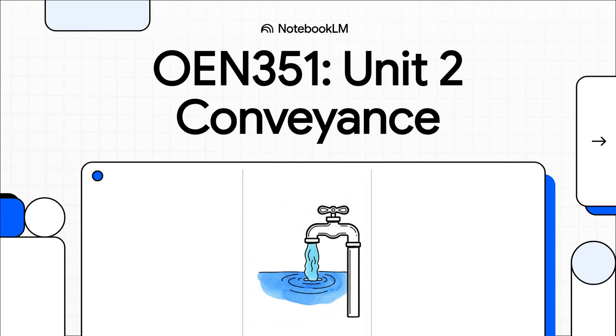All right, if you're gearing up for your OEN 351 exam, you have come to the right place. We are about to tackle everything you need to know for Unit 2, Conveyance from the Source. My goal here is to get you completely prepped and ready to ace this, so let's just jump right in.